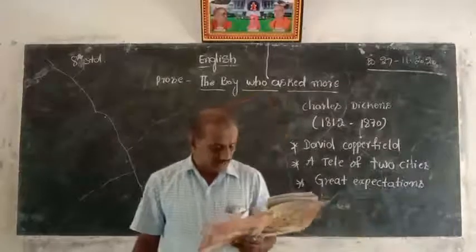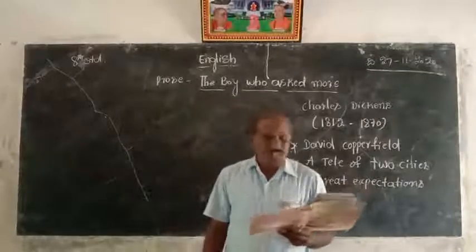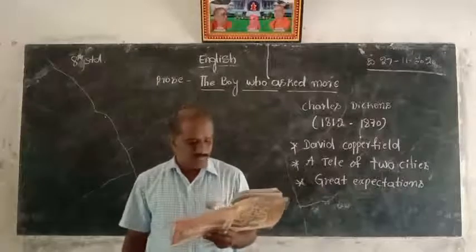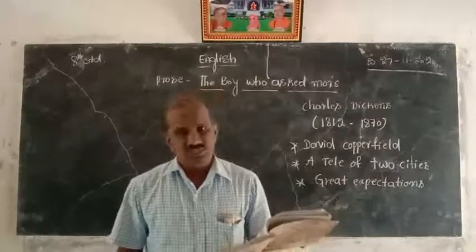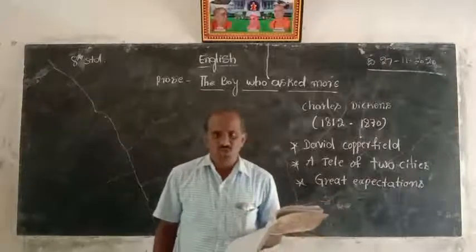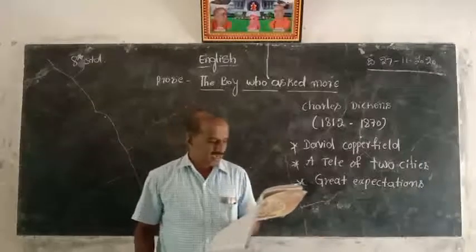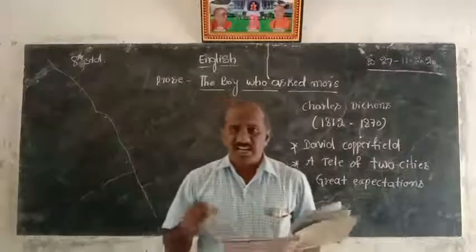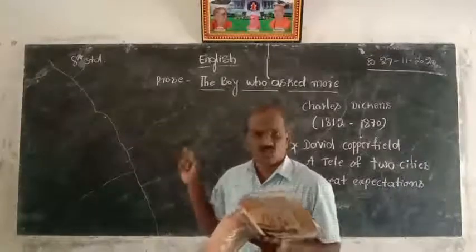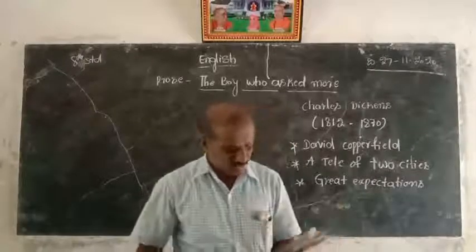Okay, students. Page number 60, and I will read the lesson first. You observe my pronunciation and my reading and identify the difficult words, and I will write the meanings of difficult words on the blackboard. You will note them down.